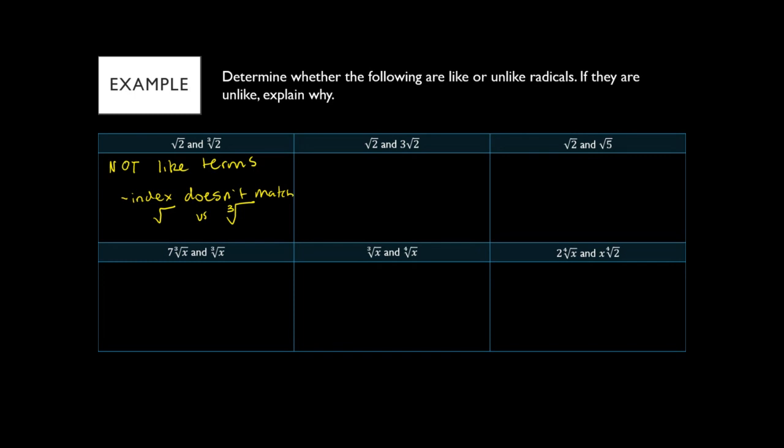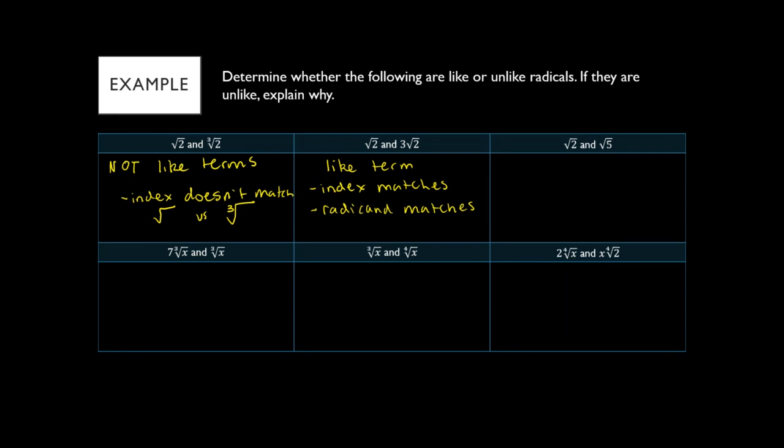So if we look at the top middle one, we've got the square root of 2 and then 3 times the square root of 2. So these are like terms because the index matches, they're both square roots. And inside the square root, it matches as well, the radicand. So they're both square root of 2. Now, it doesn't matter that there's a number 3 in front because the numbers in front don't have to match. It just has to be if there's variables in front, they have to match. But numbers in front don't have to match.